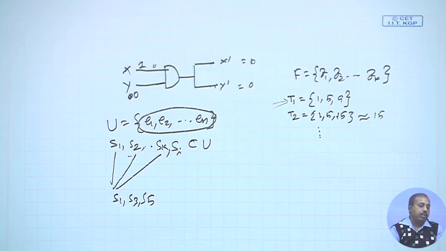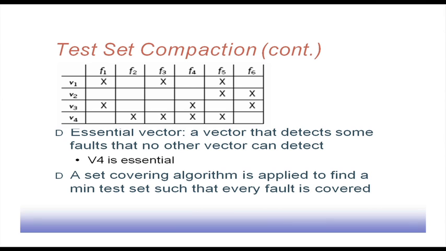This is a hard problem, but what we have here is basically a variant of the set covering problem, where the universe is the set of all faults. Then the subsets are the faults covered by these individual vectors V1, V2, V3, V4, and the problem is to select the subsets, like select V1, V2 from this set of V1, V2, V3 and V4, so that all faults are covered. So, the universe has to be covered. Okay. So, if we can do this, we can do test set compaction.